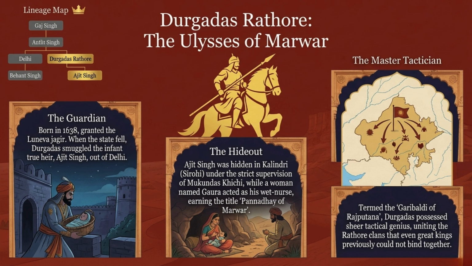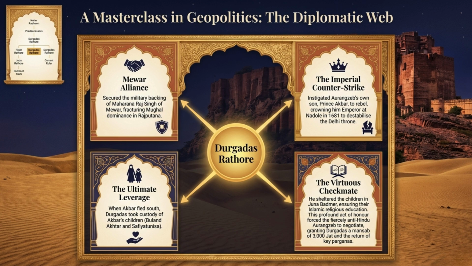Termed the Garibaldi of Rajputana, Durgadas was a master tactician who possessed sheer tactical genius, uniting the Rathore clans that even great kings previously could not bind together. Durgadas orchestrated a masterclass in geopolitics. He first secured the military backing of Maharana Raj Singh of Mewar, fracturing Mughal dominance in Rajputana.